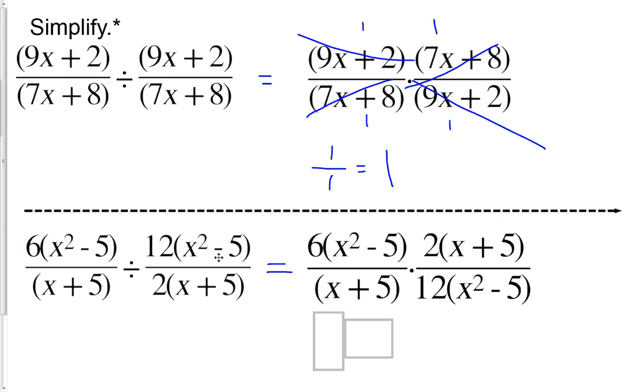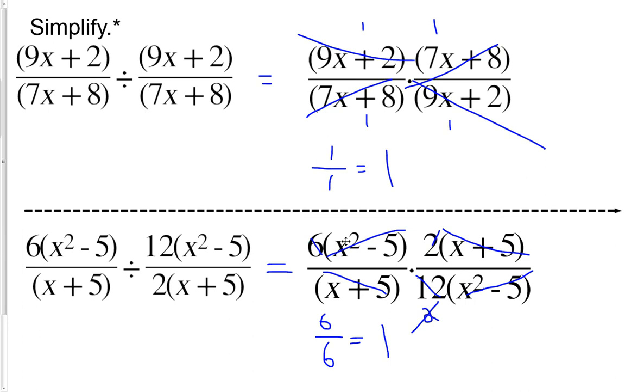Bottom, flipped, 12x squared minus 5, 2x plus 5, canceling. This cancels to give us 2, up, 2 over 2 also cancels, x squared minus 5 canceled, x plus 5 canceled, and it looks like everything canceled, so we're going to get 1 over 1 again, which is 1.